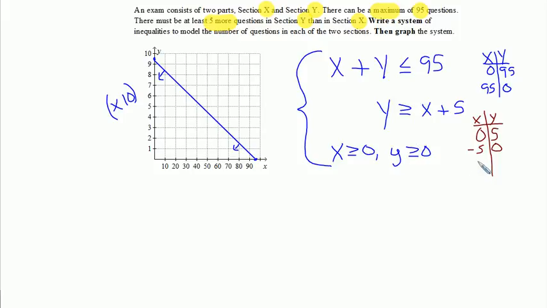Let's see what happens if x is 50. If x is 50, then y would be 55, because 50 plus 5 is 55. Let's use the first and the third point here to graph with, since they fit on this graph well. 0, 5 is about right here. And if we go to 50 and up to 55, we're about right here. And let's go ahead and graph that line.